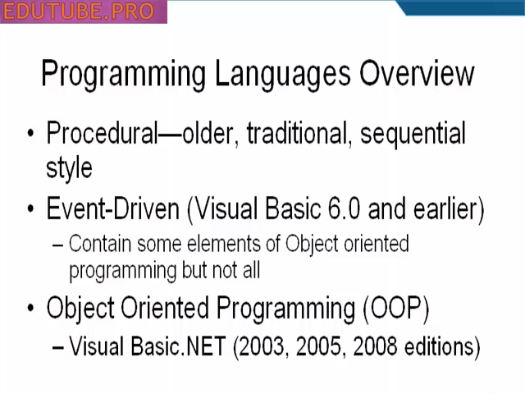Beginning in the early 1990s, Visual Basic, up to and including version 6.0, was an example of an event-driven programming language. Event-driven programs contain some elements of object-oriented programming, but not all. Starting with the Visual Basic .NET version 2003, we had a true object-oriented programming language. The subsequent editions in 2005 and 2008 are all examples of object-oriented programming languages using Visual Basic.